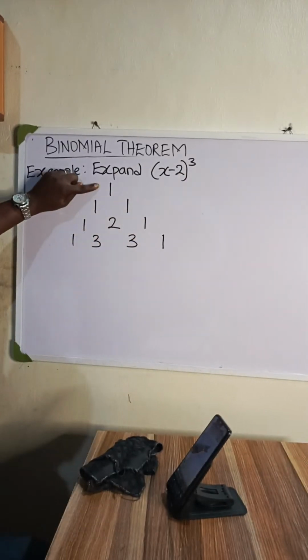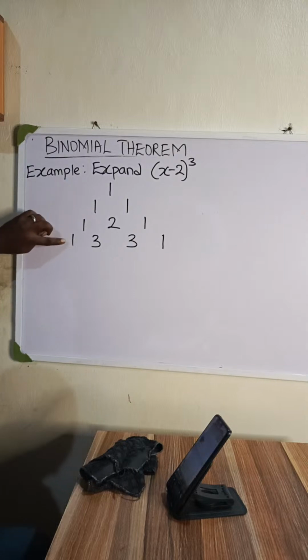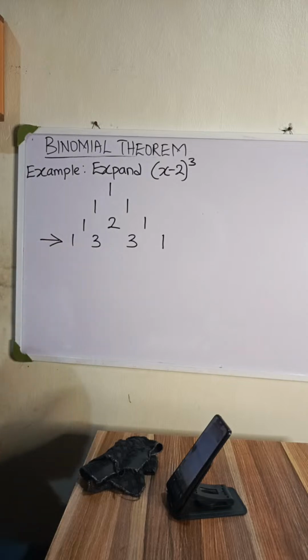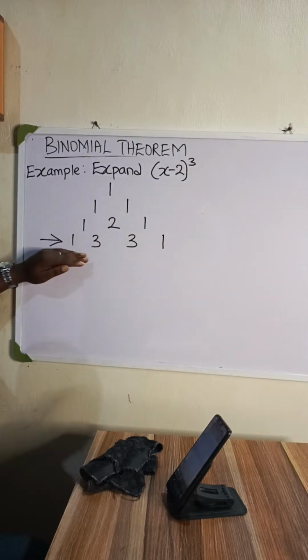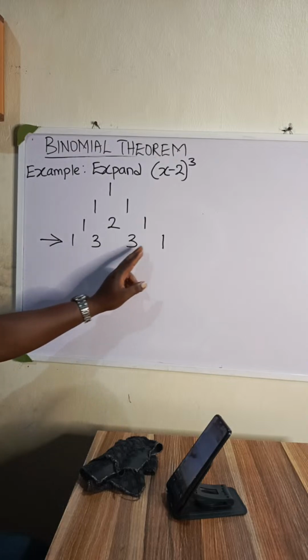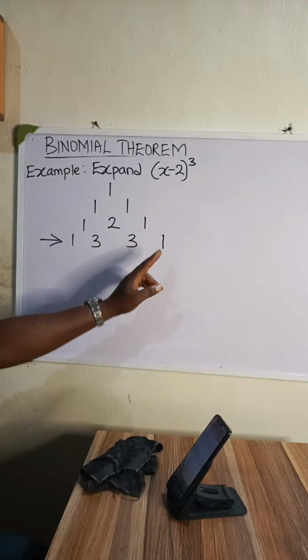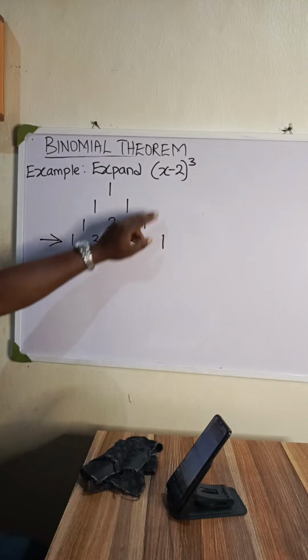Remember we are looking at n to the power of 3. So this is n0, n1, n2, n3. This is the one we are working with. That's why we are stopping here. Since n is to the power of 3, this is what we are working with. Remember these represent the coefficients. 1, 3, 3, 1 represent the coefficients. So we're going to use this to expand this.